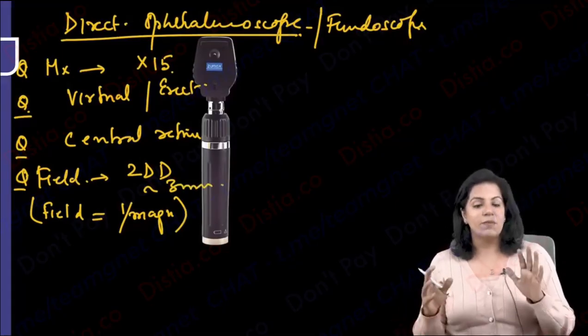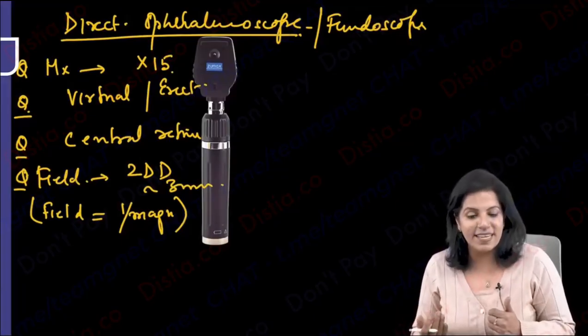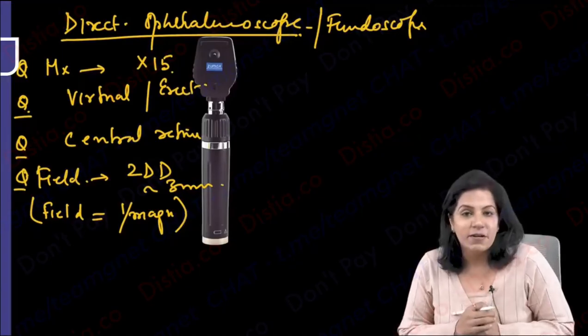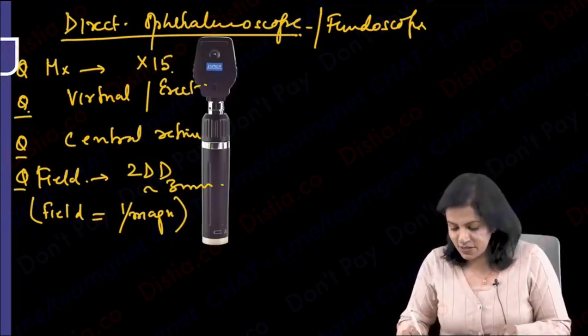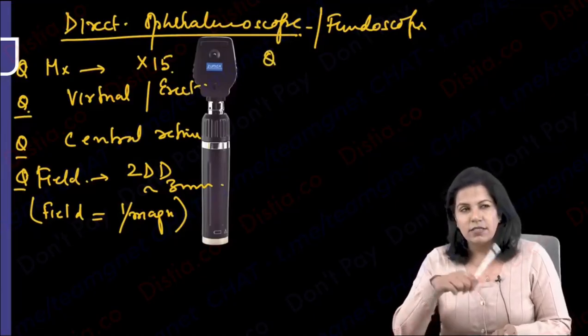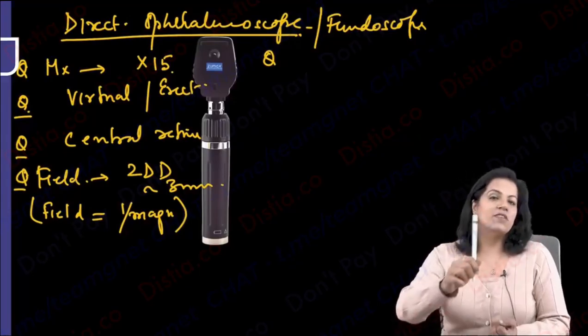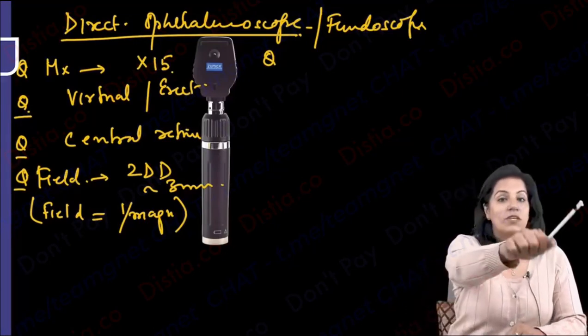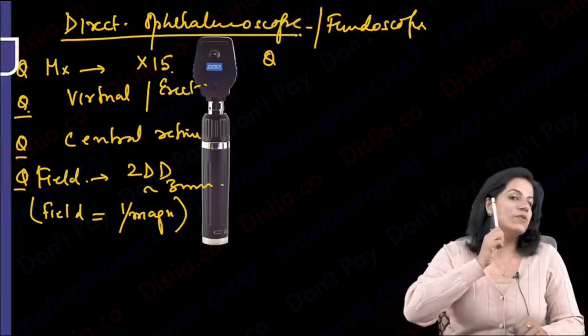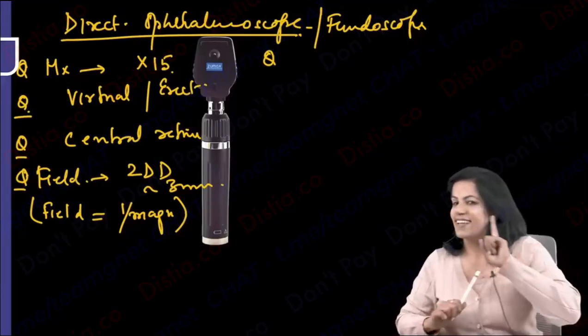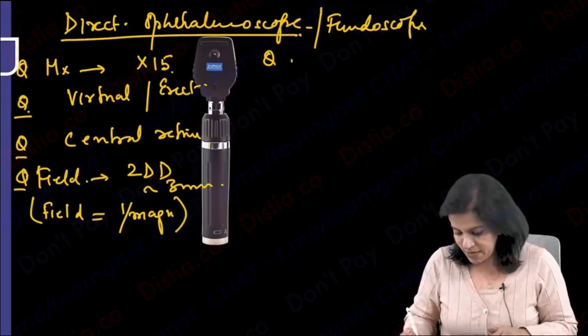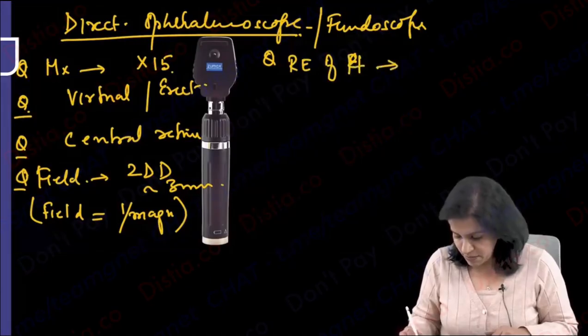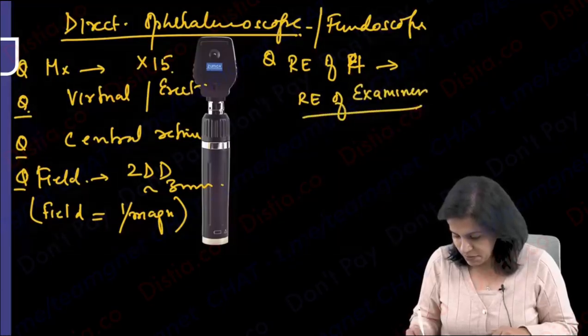So we now know the field, we know the magnification, why we are using it, and what is the type of image formed. Another question, very interesting, recently asked in an exam is: which eye of the examiner and which eye of the patient is used? It's very simple common sense. If you are my patient, I have to see your right eye. I cannot look like this. I will use my right eye. So it's always right and right, left and left. It is the same eye. The right eye of the patient is examined by the right eye of the examiner. Remember this.